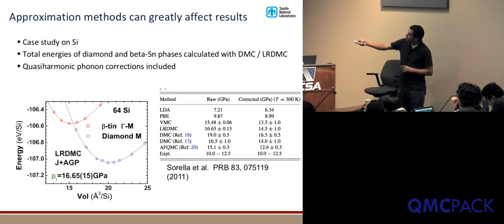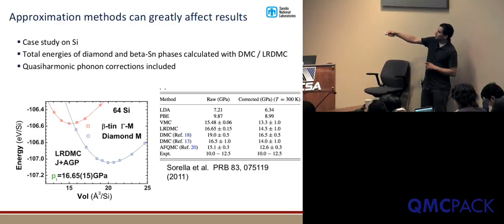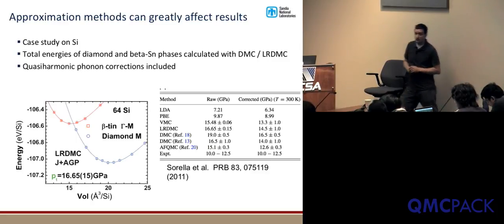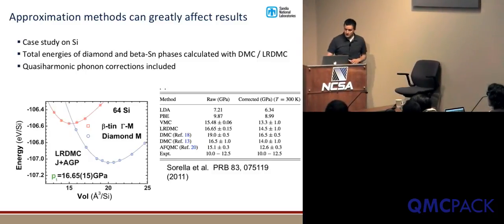Now, I look at quantum Monte Carlo calculations from the literature using different choices for all of these approximations, and we can see that they're not necessarily agreeing with each other, right? So this is a direct consequence of these approximations that we're making.